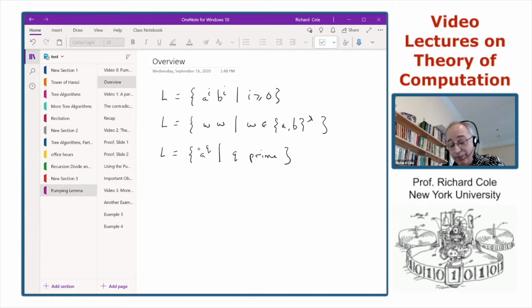And again, this seems like something just too complicated to recognize with finite automata. At this point, you probably don't see how to pull all of these things together, but what these videos are going to be about is providing you with the tool to be able to show that these languages and many other languages are not regular.